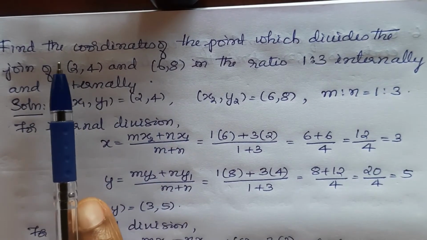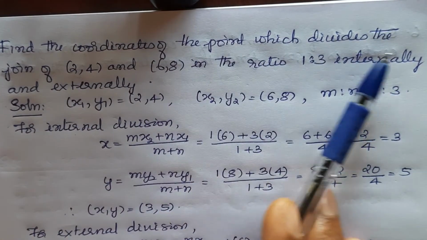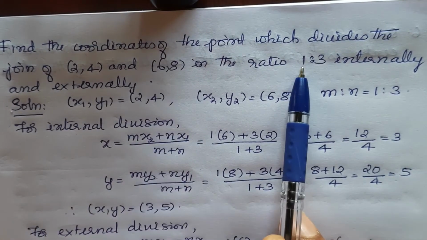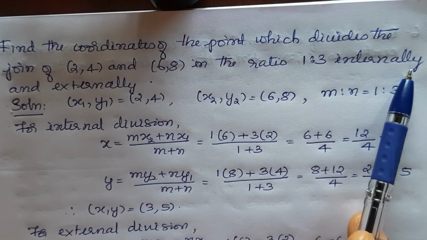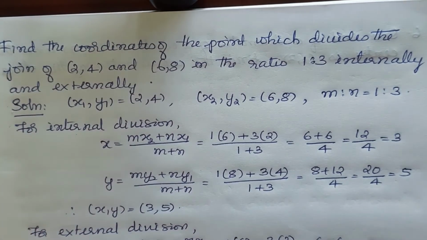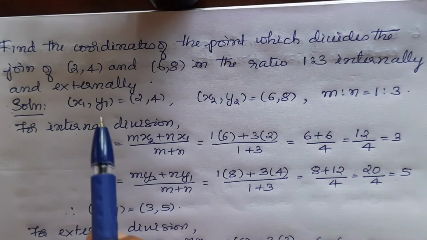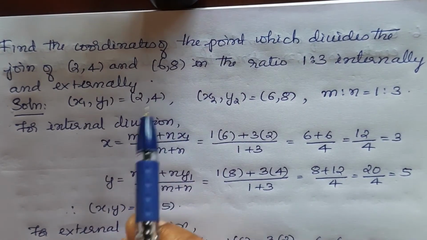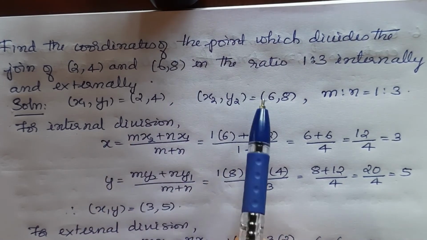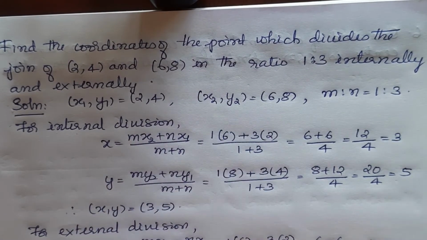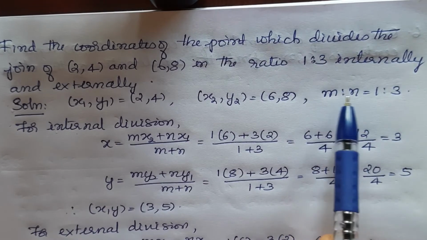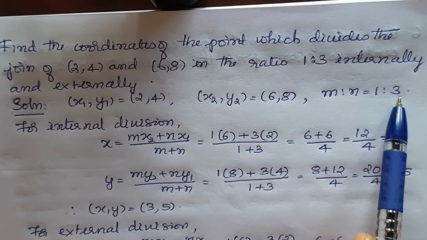Next problem, fourth one. Find the coordinates of the point which divides the join of (2, 4) and (6, 8) in the ratio 1:3 internally and also externally. It is a combination of both the formulas. Two points are given. The first point is (2, 4), I will take x1, y1 as 2, 4. The second point is (6, 8), therefore take x2, y2 as 6, 8. The ratio given is 1:3. Therefore, m is to n is taken as 1:3.